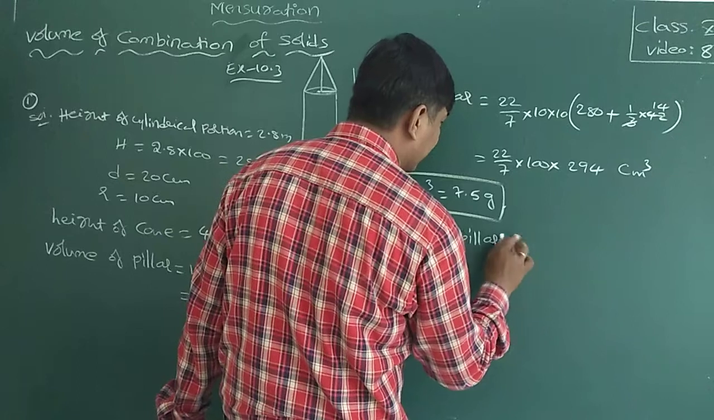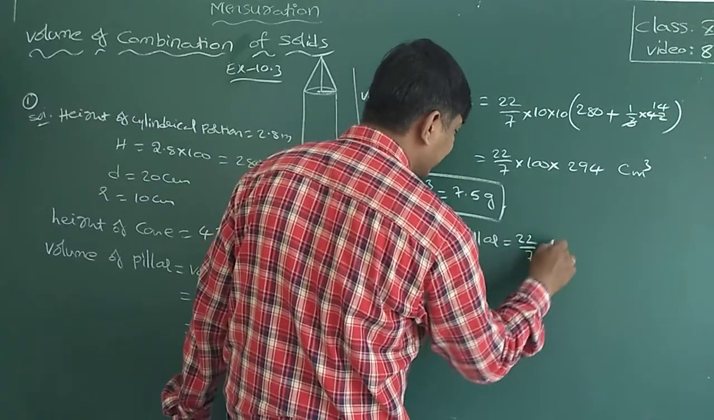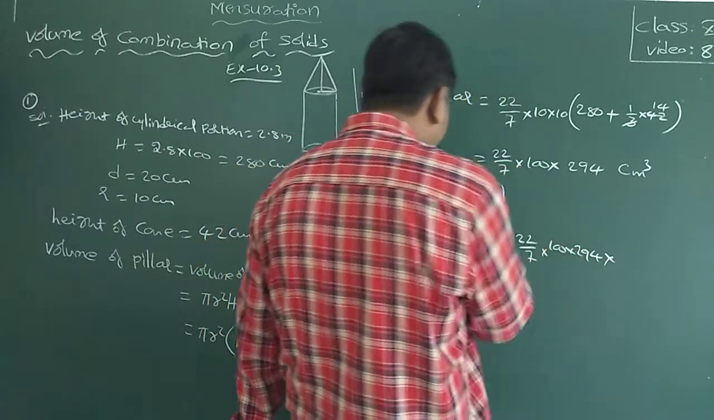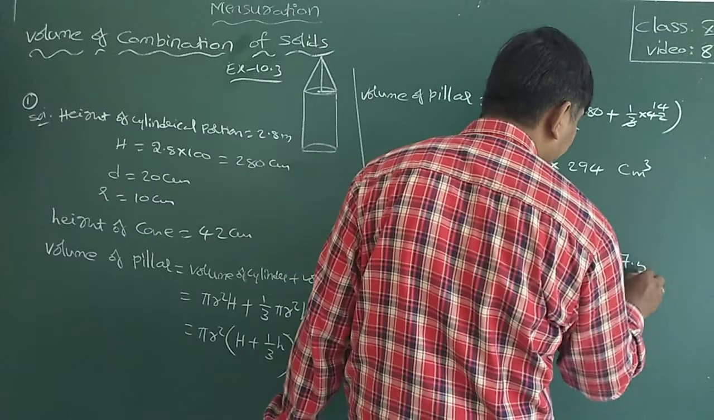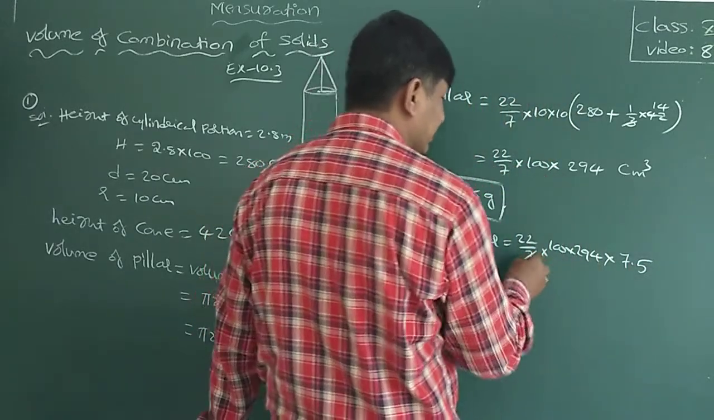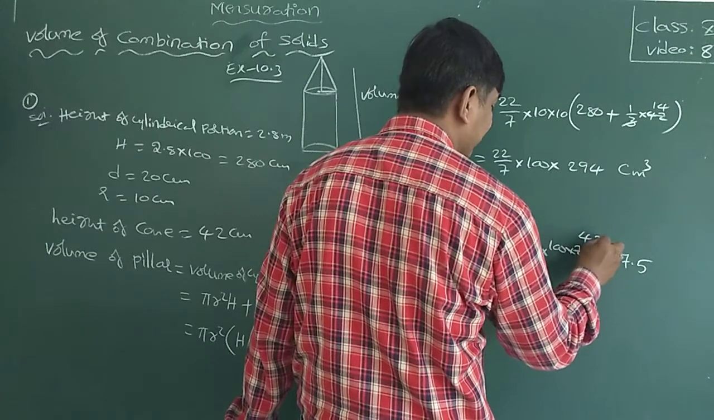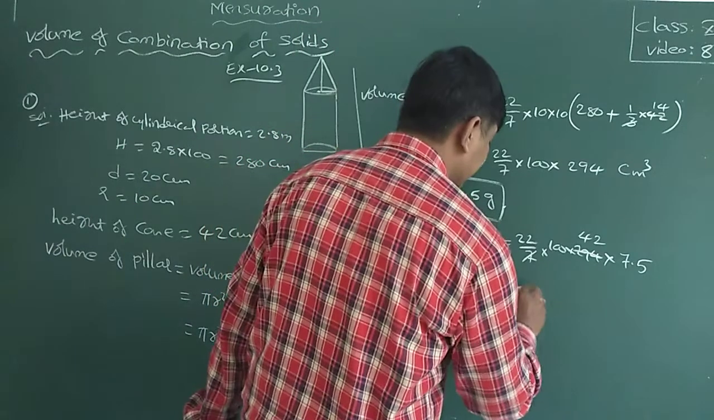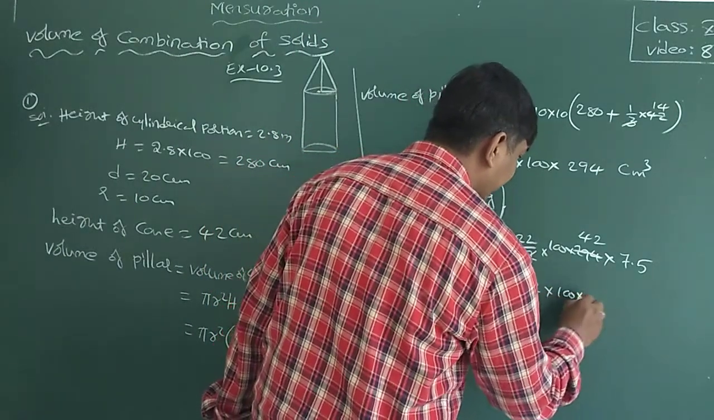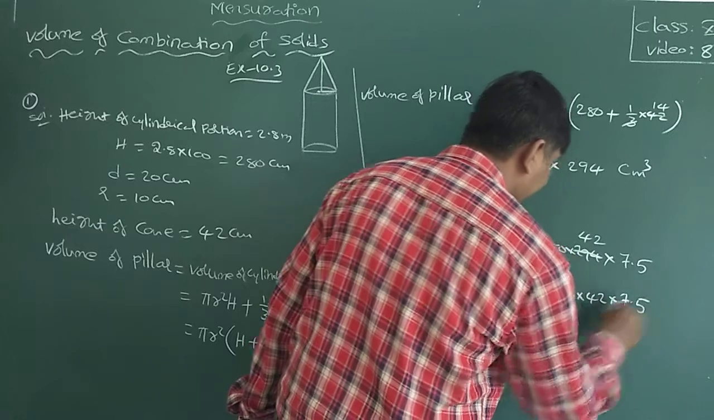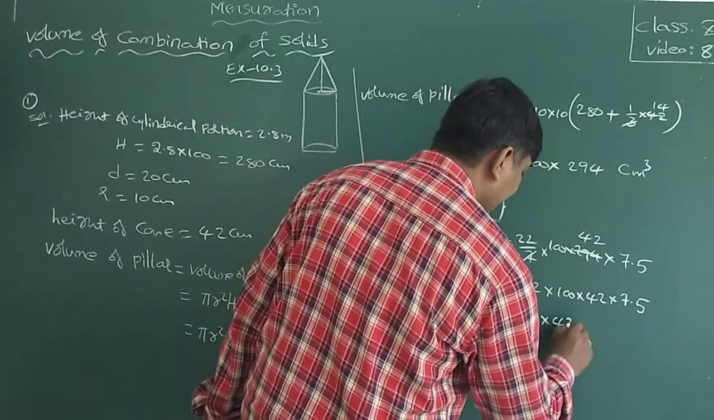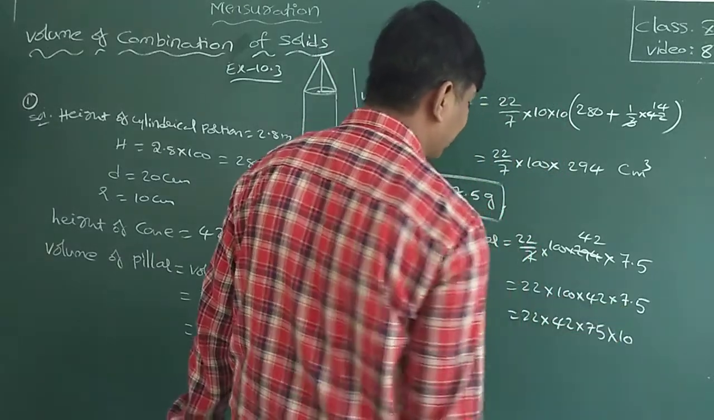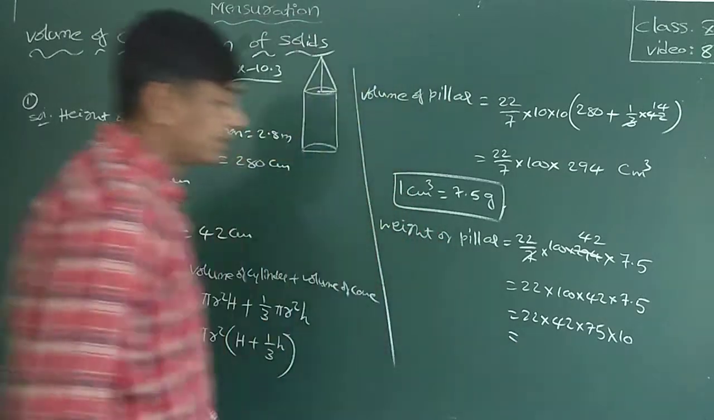the total volume, 22 by 7 into 100 into 294, into the weight 7.5 grams. 7 ones are 7, 7 fours are 28, 7 twos are 14. That is equal to 22 into 100 into 42 into 7.5, which is 22 into 42 into 75 into 10. Multiply, and we will get the final answer.